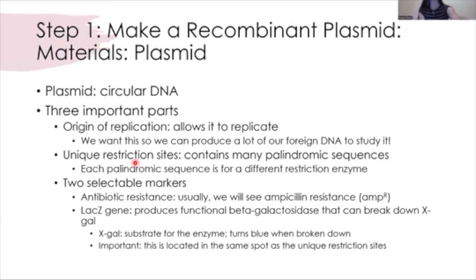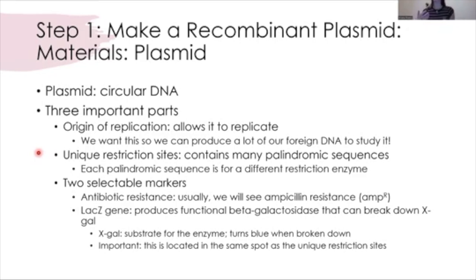And finally, you have selectable markers. And there's 2 that are super important. The first one is antibiotic resistance. And usually you're going to see ampicillin resistance, and we notate that with AMP-R. And the next selectable marker that's really important is the LAC-Z gene.